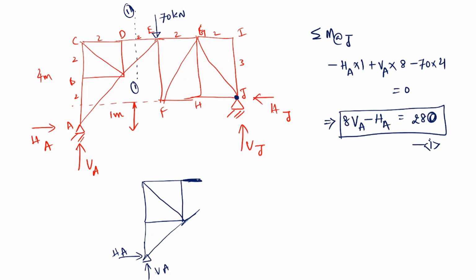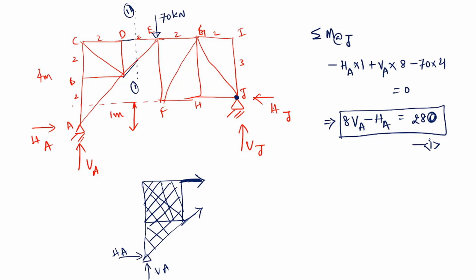Now what you have to think is when you are cutting, whichever members are cut, those forces you can consider. Let us say the internal forces are like this. The remaining members which are not cut should be considered as a rigid body. That is the rule of the method of sections. This is completely a rigid body now.